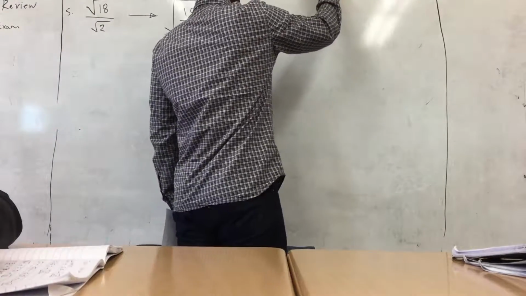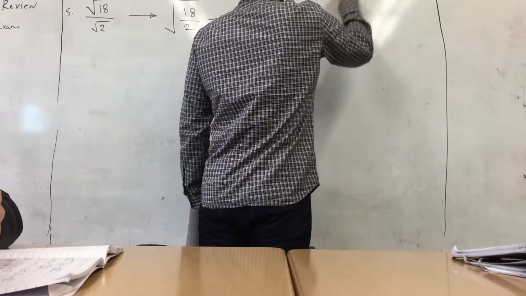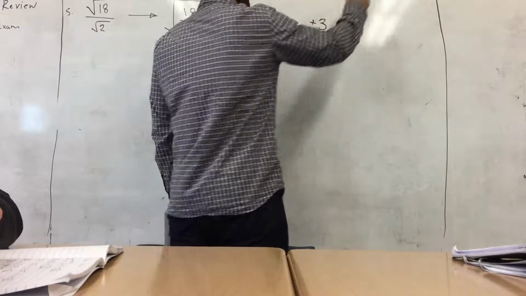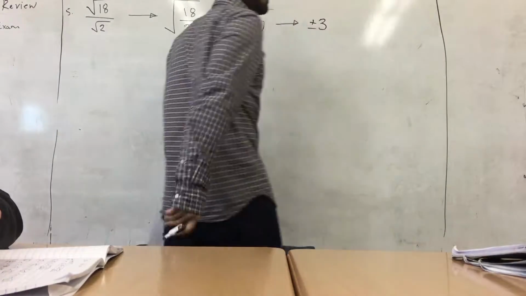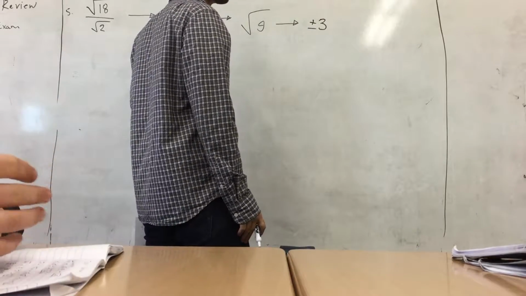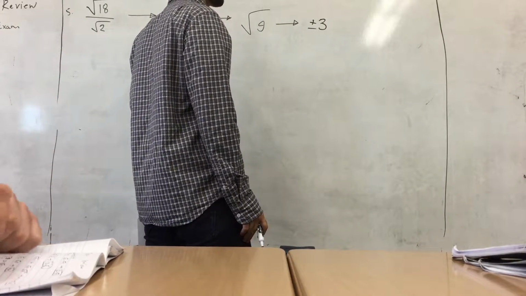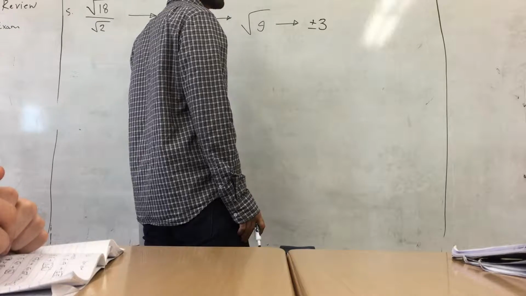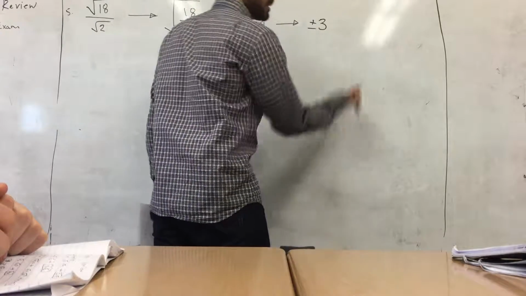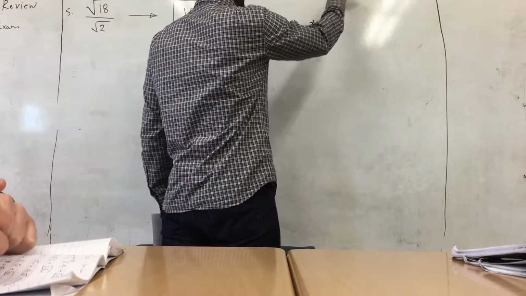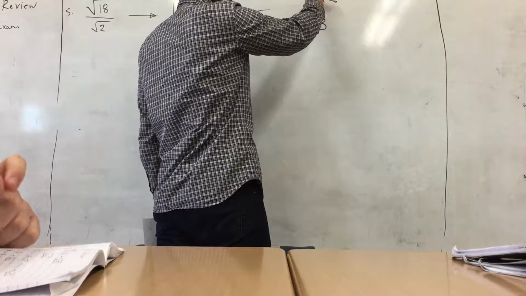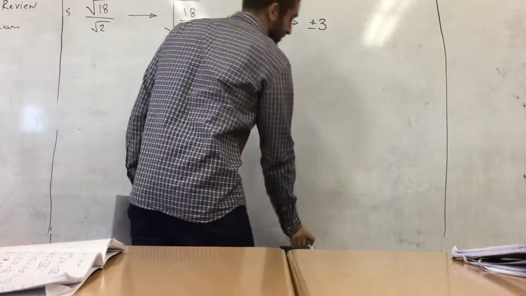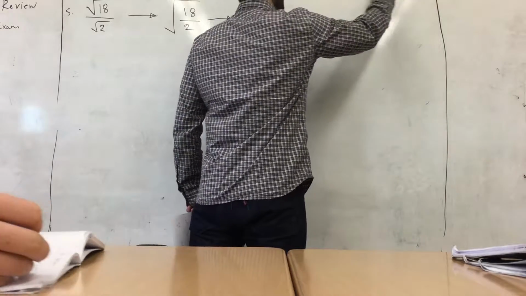If you end up getting something like this, solve for x. X is equal to plus and minus 2. Some number squared is 4, right? 2 times 2 is 4, so it could be 2. It could also be negative 2, because negative 2 times negative 2 is also 4.